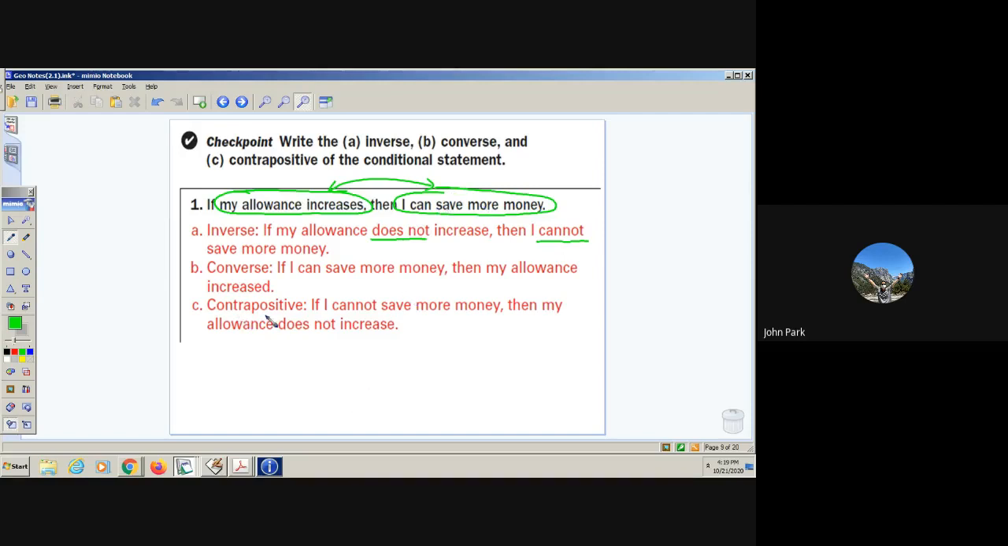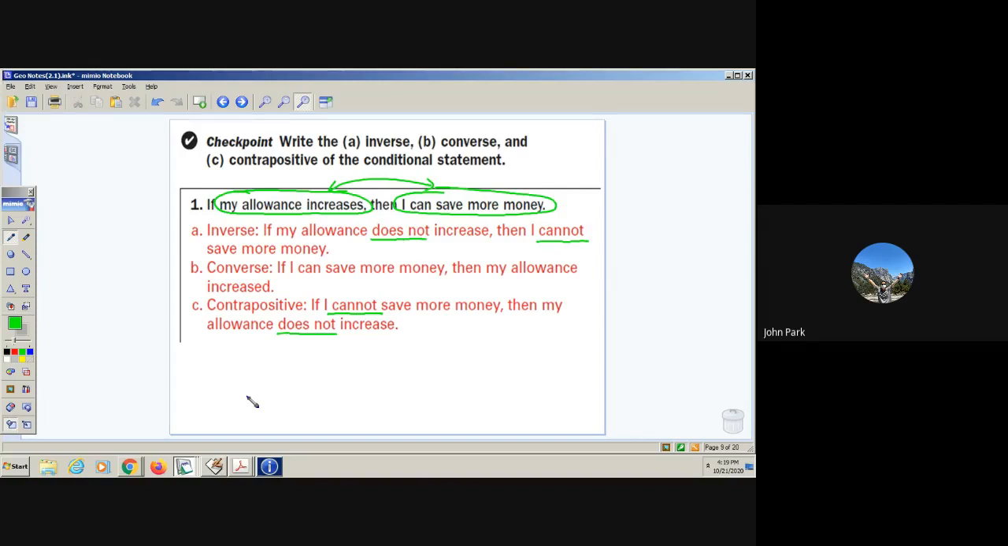Now the contrapositive is doing both of these at the same time. So you switch it and then put a not in it. So if I cannot save more money, then my allowance does not increase. So you notice we switched it and then we put a not into the sentence. So that's contrapositive. All right. So hopefully you got that right.